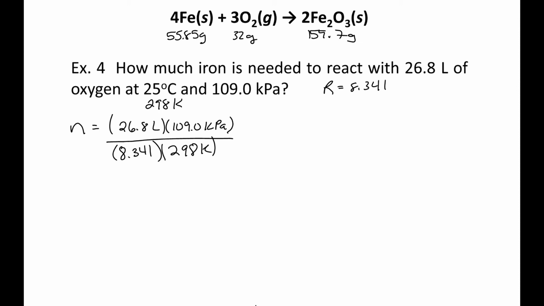Okay, sorry about that pause in there, guys. One of my programs just started up and hid my explain everything file. So, oh well. 1.18 moles of O2 is what that equals.